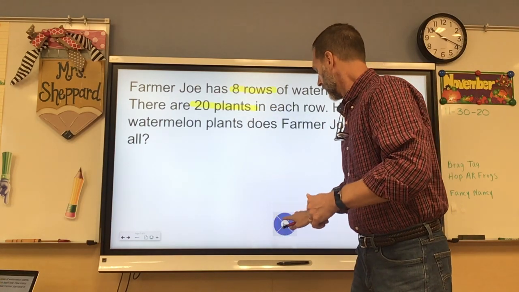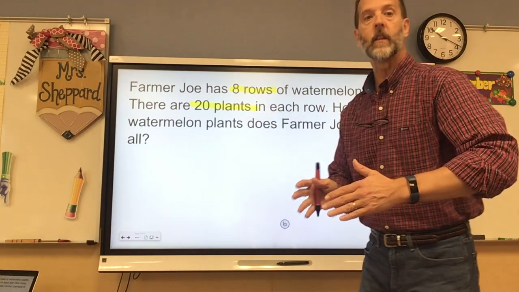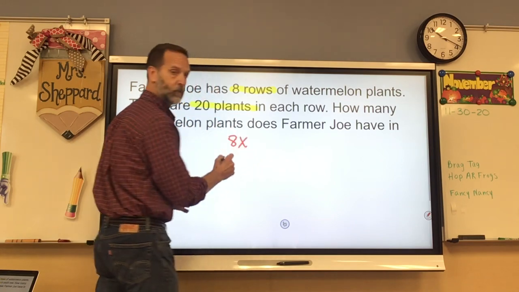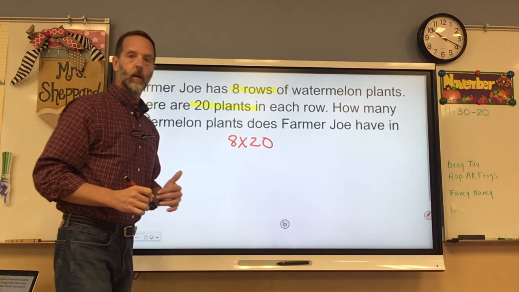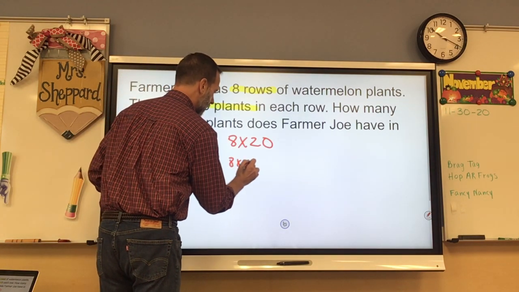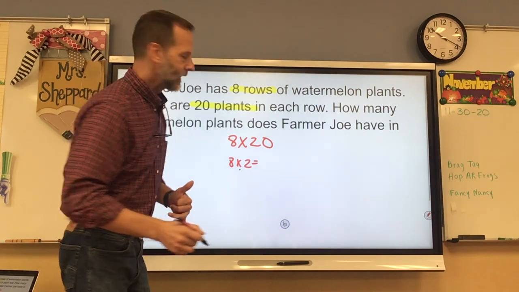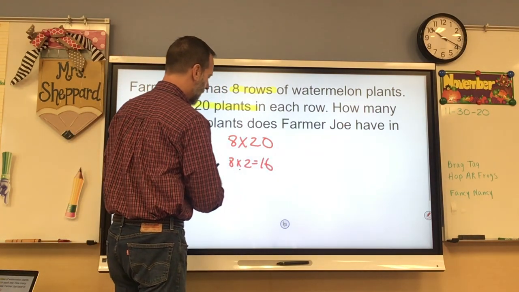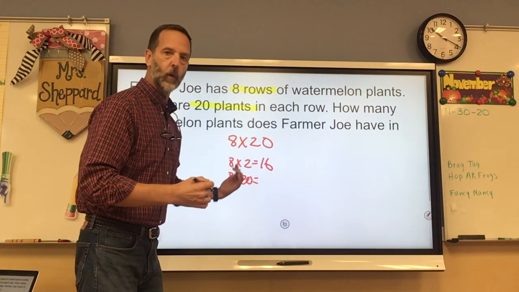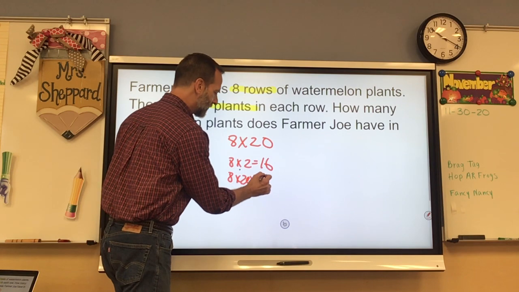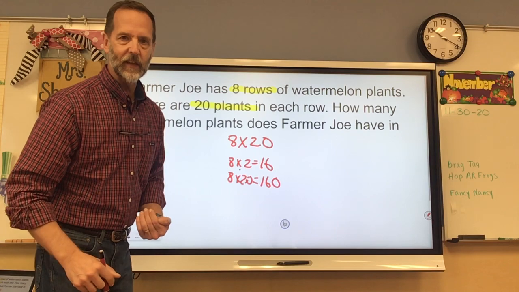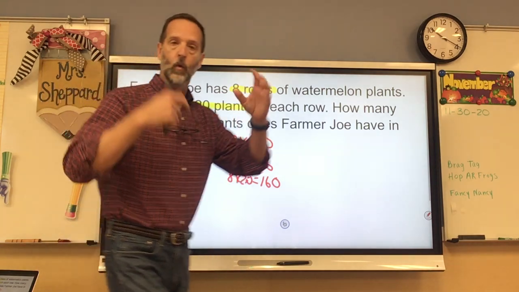What's in the next row? 20. What's in the next row? 20. So what are we doing? We're still doing 8 times 20. Okay? Now, hopefully you've learned that 8 times 2 is 16. If we change that then to 8 times 20, we're still going to do the 8 times 2, and we're going to put the 0 on the end. So 8 times 2 would be 16 with a 0 on the end, and that would be 160.